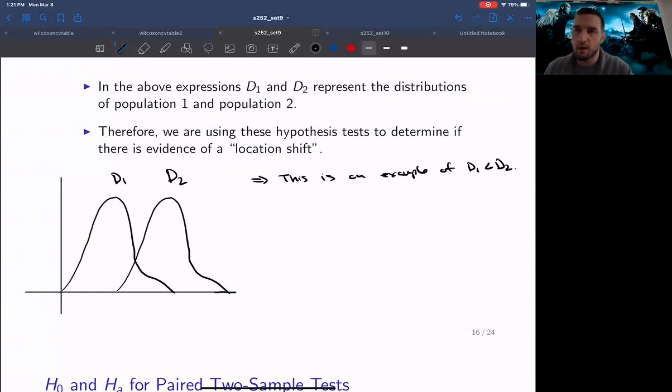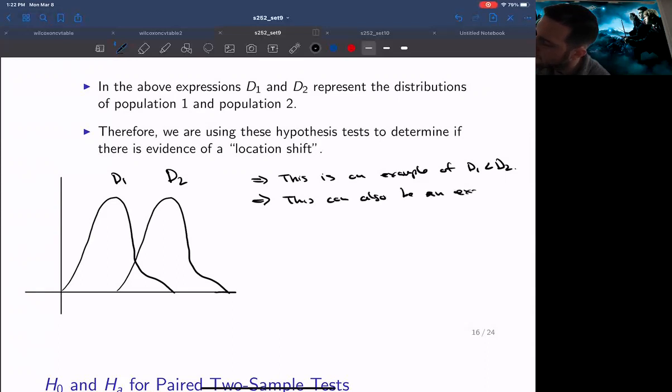So basically what we're talking about when we talk about a comparison of distributions is the same thing that we're talking about when we talk about a comparison of the medians. Because we're talking about the centers directly, we're really just talking about a location shift in that distribution. So D2 being greater than D1 is the same thing as the center of D2 being larger than the center of D1. Okay, and actually this can also be an example of D1 not equal to D2.